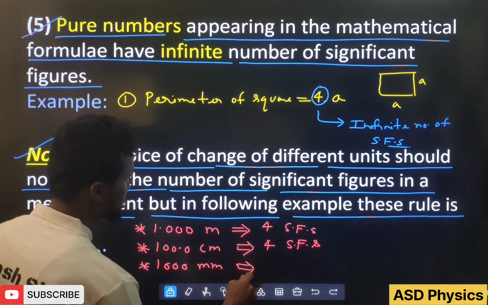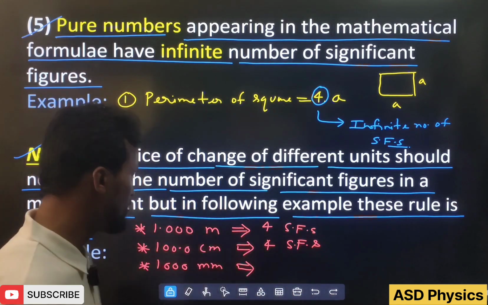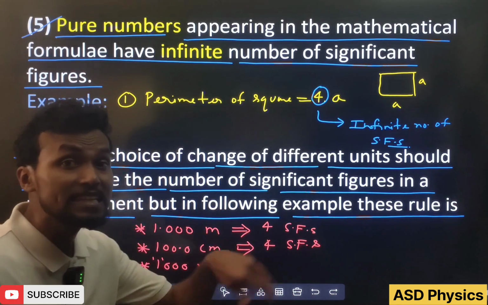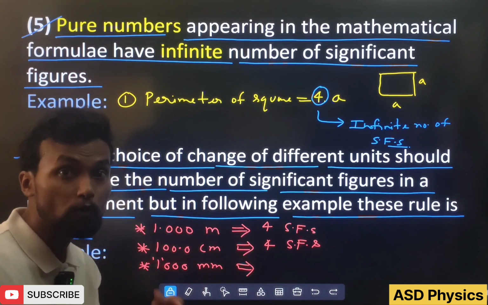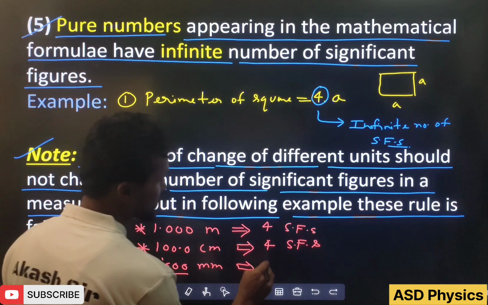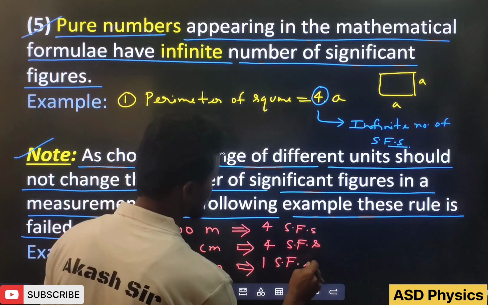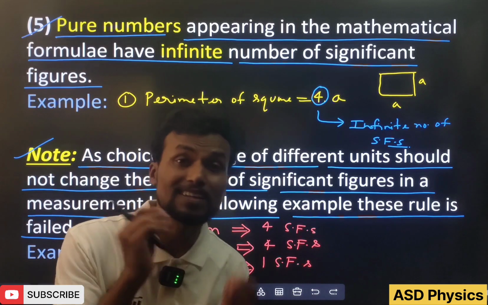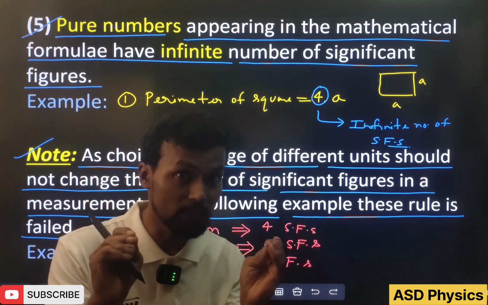Here what is happening is that the decimal point is lost. So there is only one significant figure, because we know very well trailing zeros without a decimal point are insignificant. So these zeros become insignificant. How many significant figures are there? Only one. So what happened is that when we change the units, the significant figures should not change. But here what is happening?